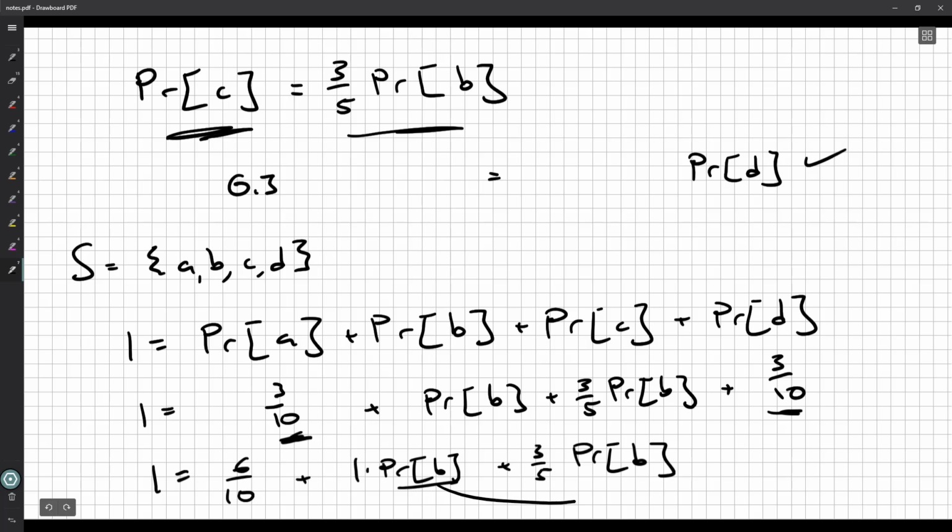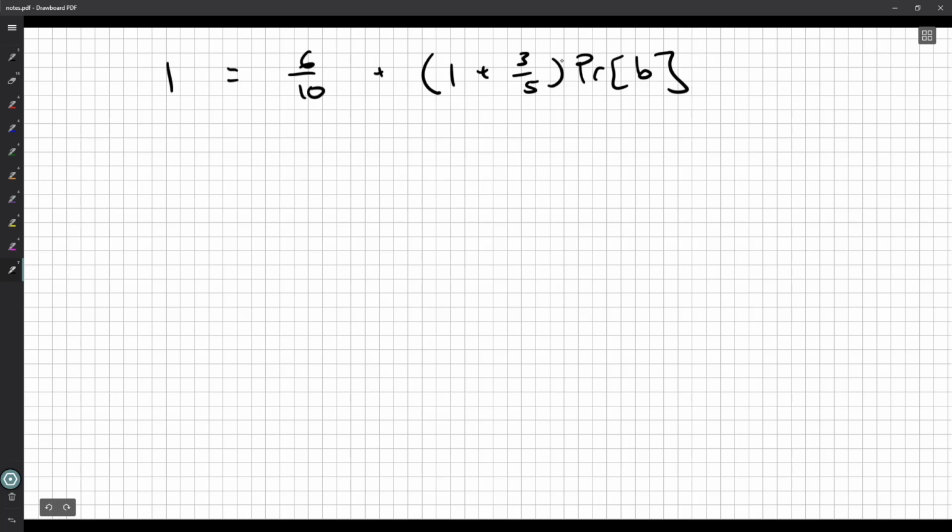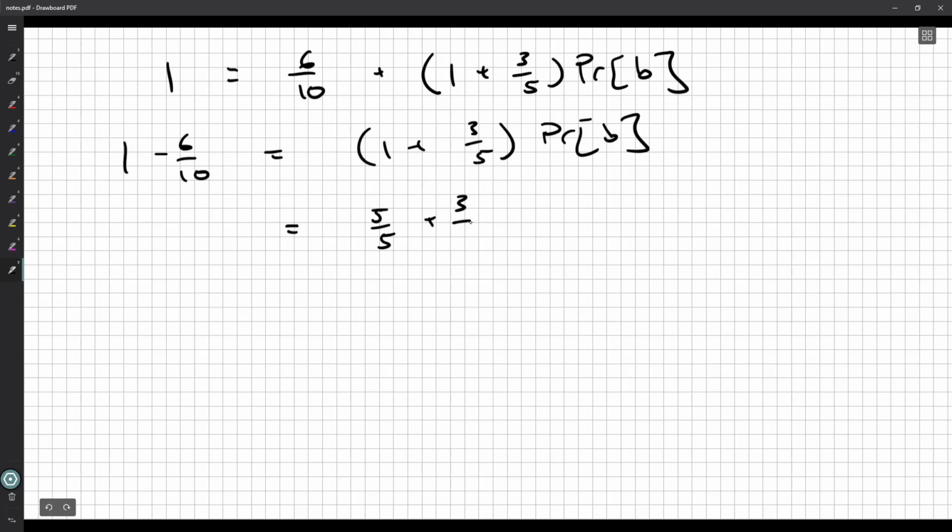So I could factor out the probability of B here. I'm left with 1 is 6/10 plus (1 plus 3/5) times the probability of B. Subtract 6/10 from both sides. And then I really should work out what 1 plus 3/5 is. Well, 1 is 5/5. 5/5 plus 3/5 is going to be a total of 8/5. And 1 is also 10/10. So 10/10 minus 6/10 is going to be 4/10.